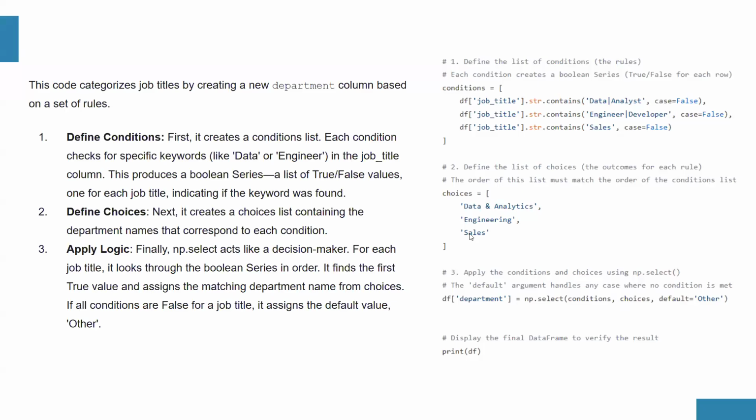If it happens that all of them are false, then it's going to do the default of other. And we'll save that to our department column. So at a high level, what's going on is if you want to group by keyword, you use the conditions, which at the end of the day becomes a list of Boolean series. And you're able to pair that with the choices to get those new values.